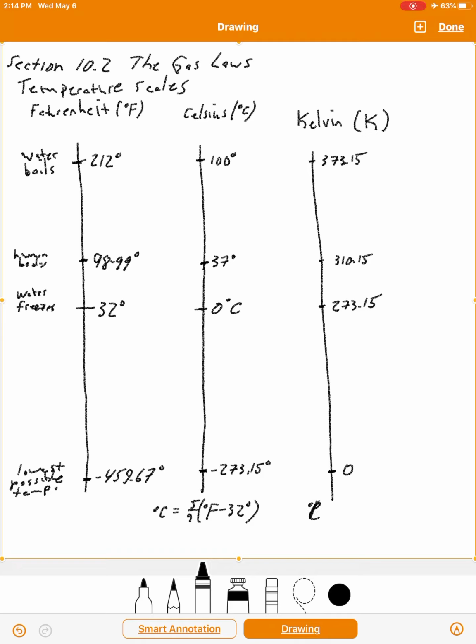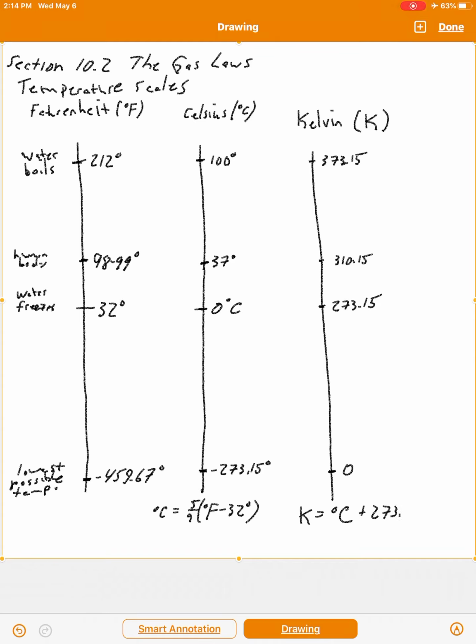Let's do it this way. Degrees Kelvin. Not degrees Kelvin. There is no degree sign with Kelvin. It's just Kelvin. So Kelvin is degrees C plus 273.15. And I'm going to circle this one because this is the one we're going to use with gas laws.